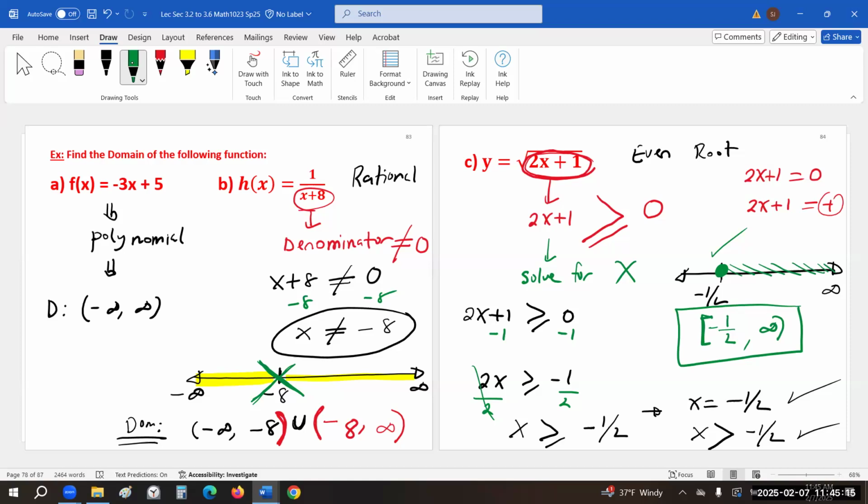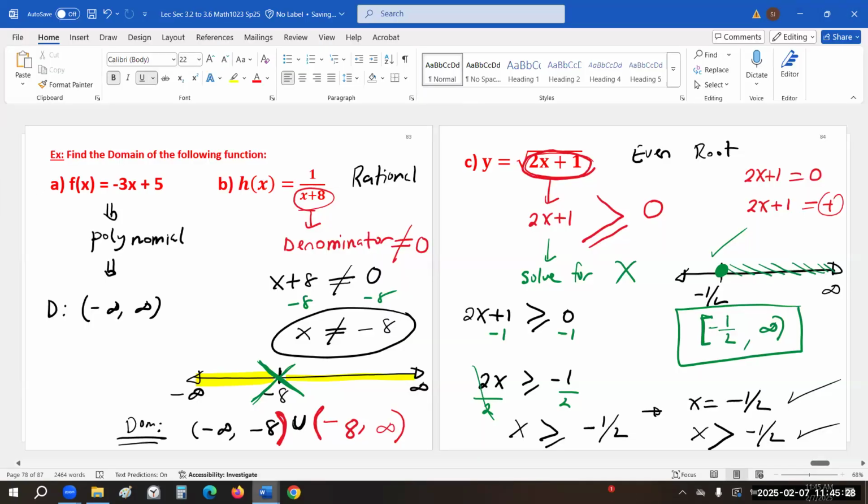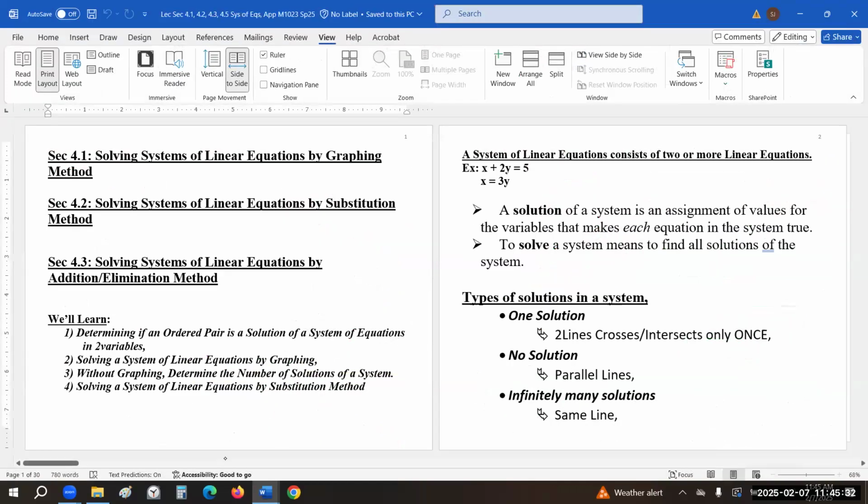Okay, with this we are done with chapter 3. And now we are going to chapter 4. Let me save this. I didn't post the note yet for chapter 4. I'm going to do it after class.